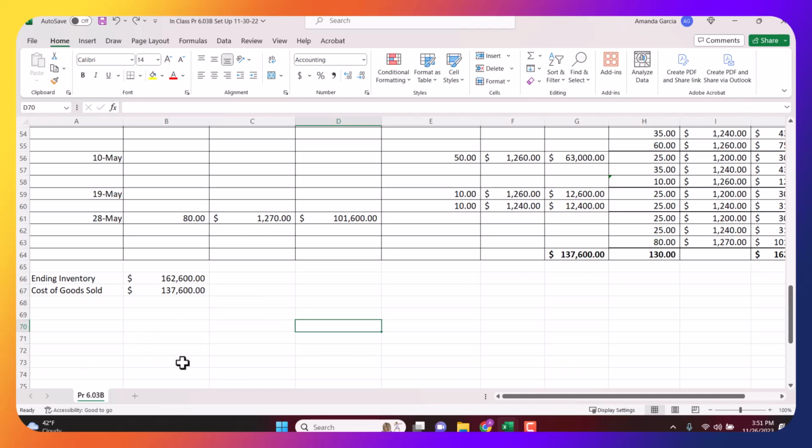I will post this and you have homework in Cengage in order to do more practice with Chapter 6, Inventory, FIFO, LIFO, weighted average.